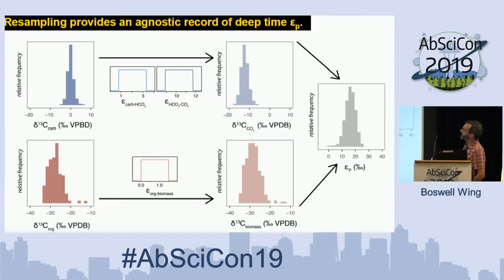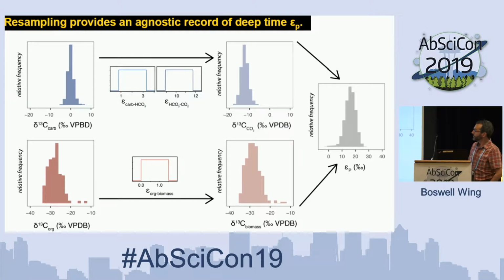And what Sarah realized is that if you do an agnostic resampling of the isotopic effects associated with carbonate mineral precipitation, the temperature-derived isotopic effects associated with carbonate speciation, you can end up with a frequency distribution of the delta 13C carbon isotopic composition of dissolved CO2 for the time period that you're interested in.